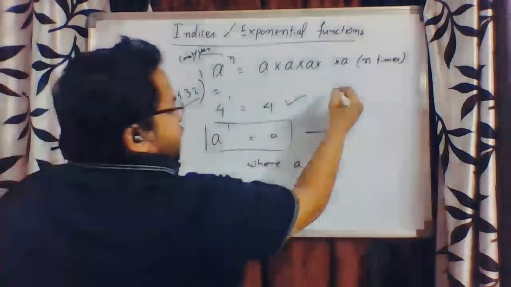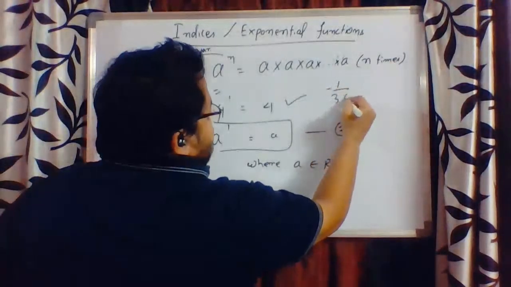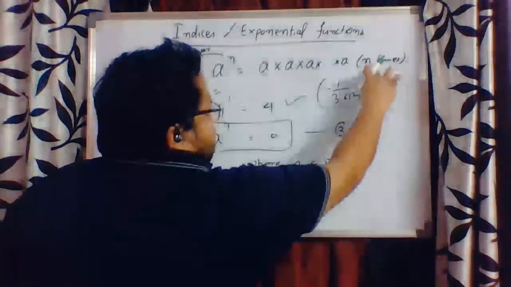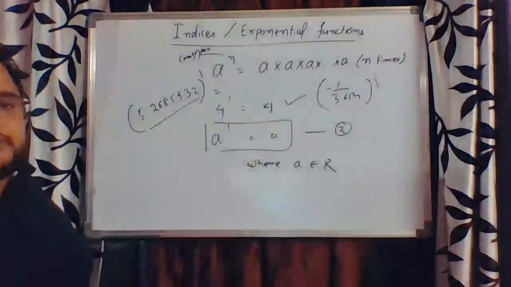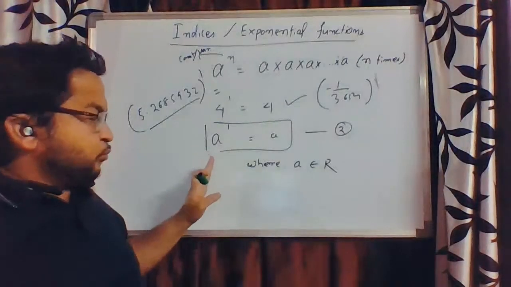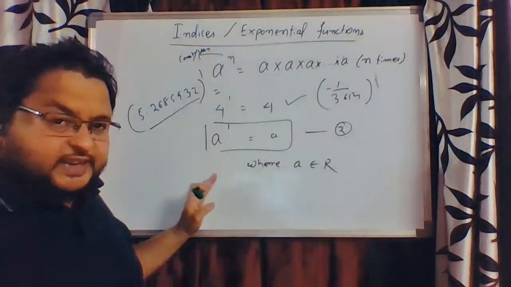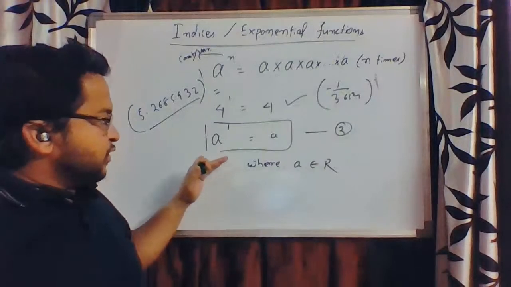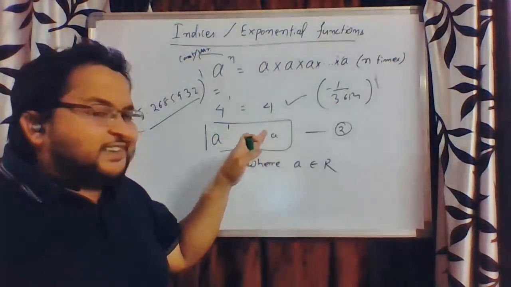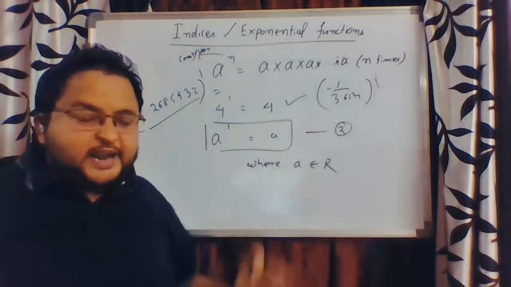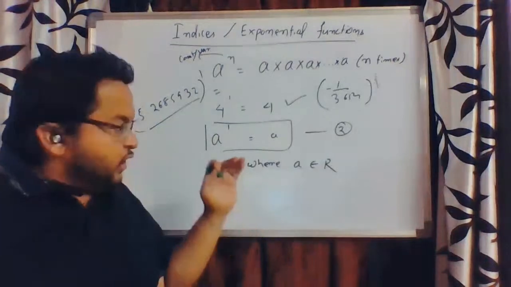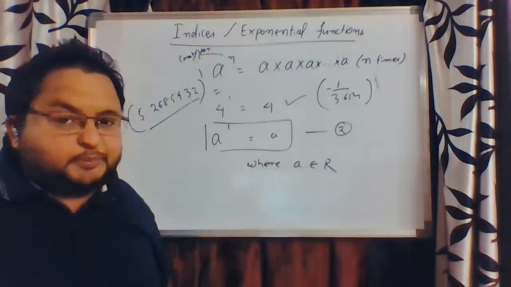If I say minus 1 by 3.654 raised to the power 1, how much is it? Just remove this power and it's the same thing. So this is our second basic rule which we should understand: any real number raised to the power 1 produces the same number itself. And this is fundamentally by definition. So let us understand this relationship here.